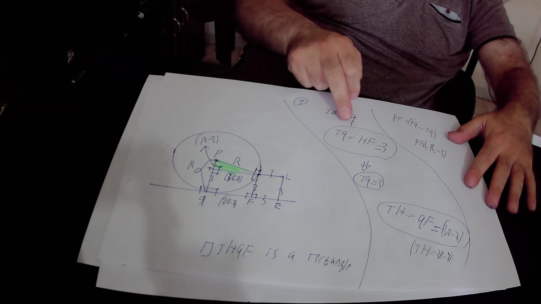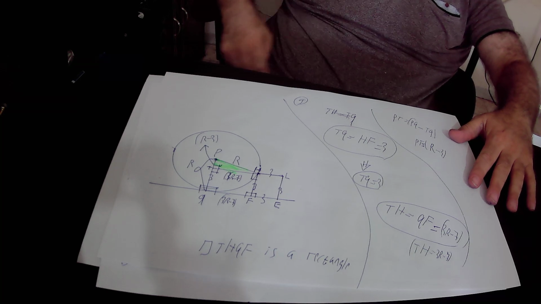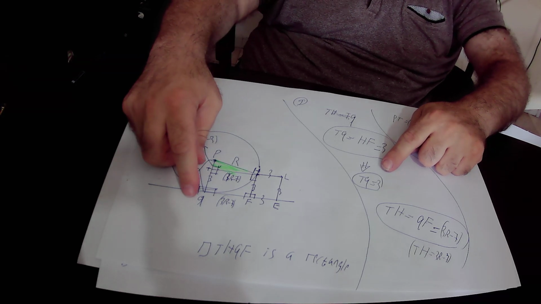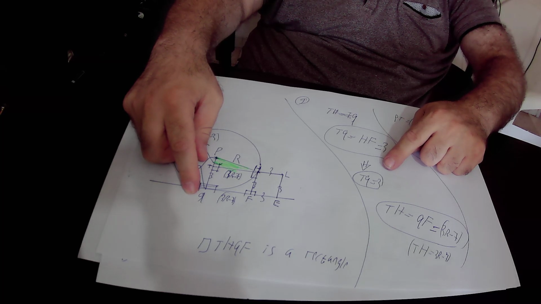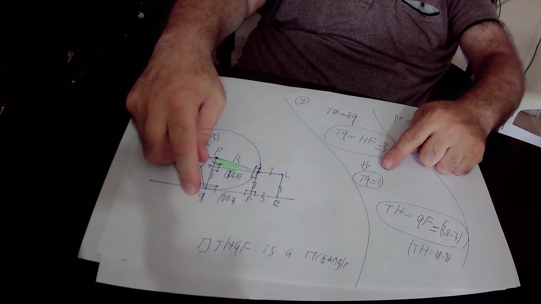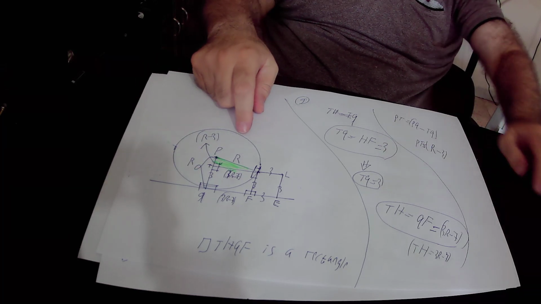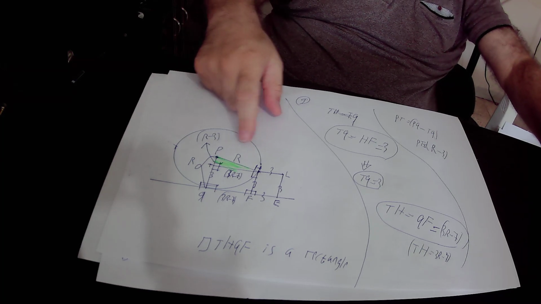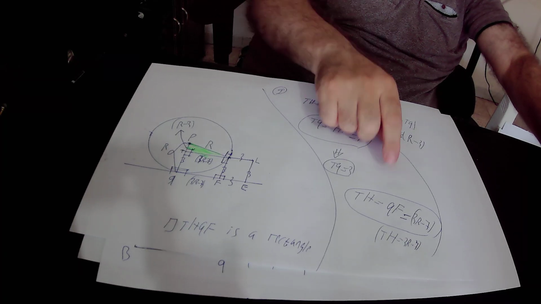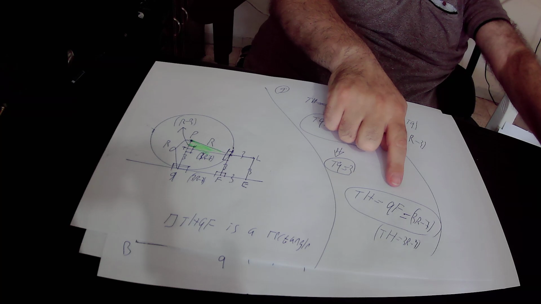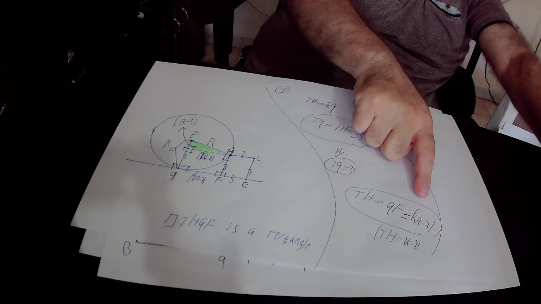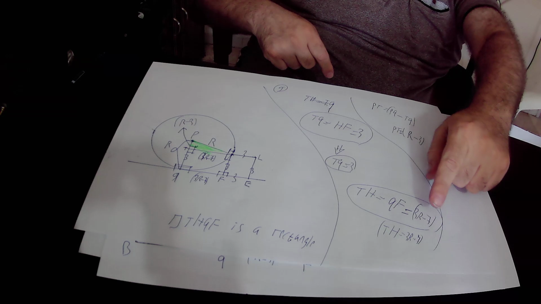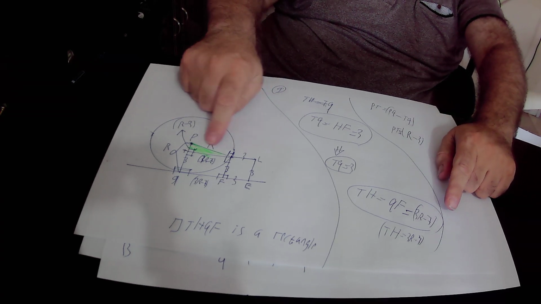And from this equation, TQ equals HF equals 3, we will derive that TQ is also equal to 3 units. Likewise, according to the same rule that the opposite sides of a rectangle are equal to each other, we get that TH is equal to QF. TH is equal to QF, but according to what we have already found out, QF equals 3R minus 7. And from this equation, TH equals QF equals 3R minus 7, we will derive that TH is also equal to 3R minus 7. Here, TH equals 3R minus 7.